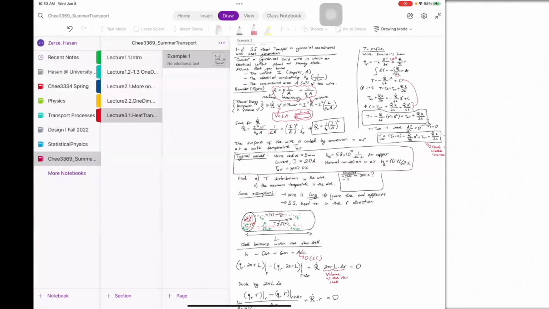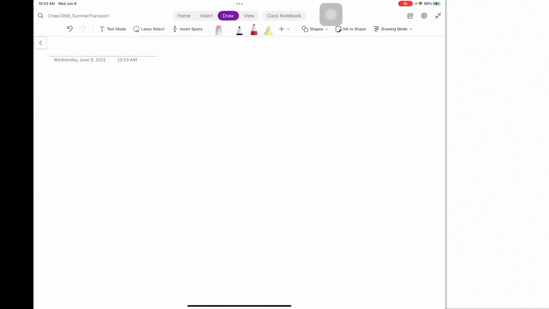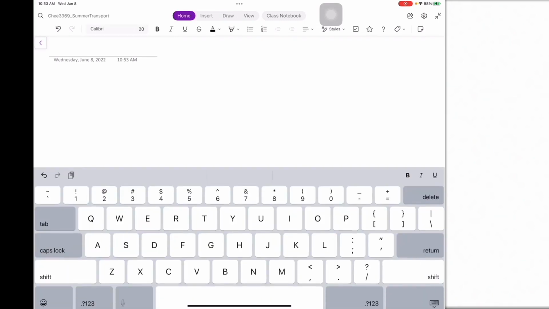Now let's solve the same example, but this time let's have insulation at the outside of the wire. I mean, we had convection already, but now let's have insulation. Okay, so let's say this is example 2.